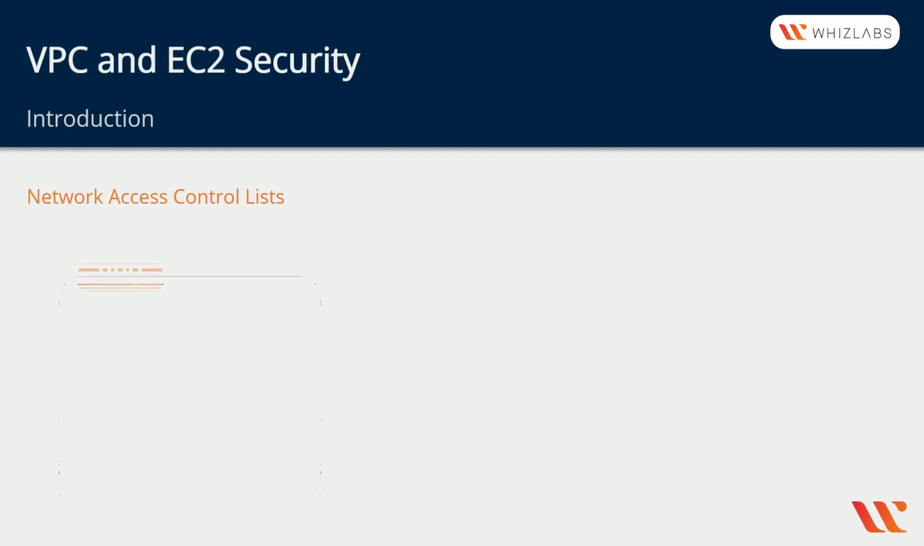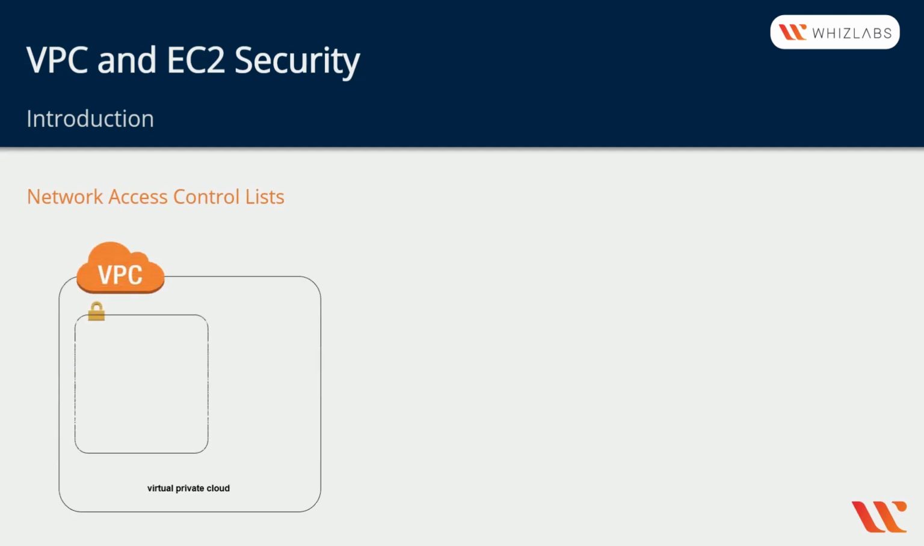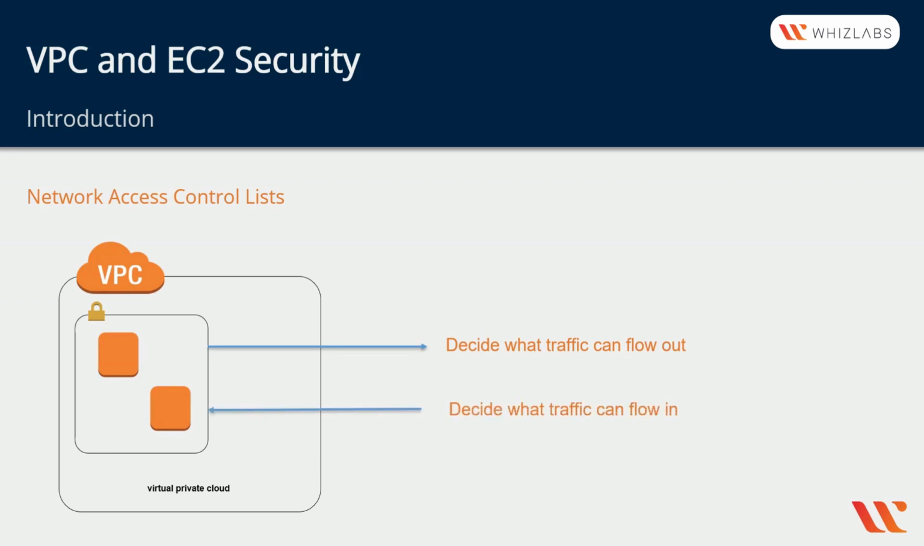So let's say you have a VPC. Let's say in this VPC you have a subnet and you have a set of EC2 instances. If you want to control or decide what traffic can flow out of the subnet, and what traffic can flow into the subnet, then you would use network access control lists. Since these lists are being used at the subnet level, it would apply to all the EC2 instances in that particular subnet.